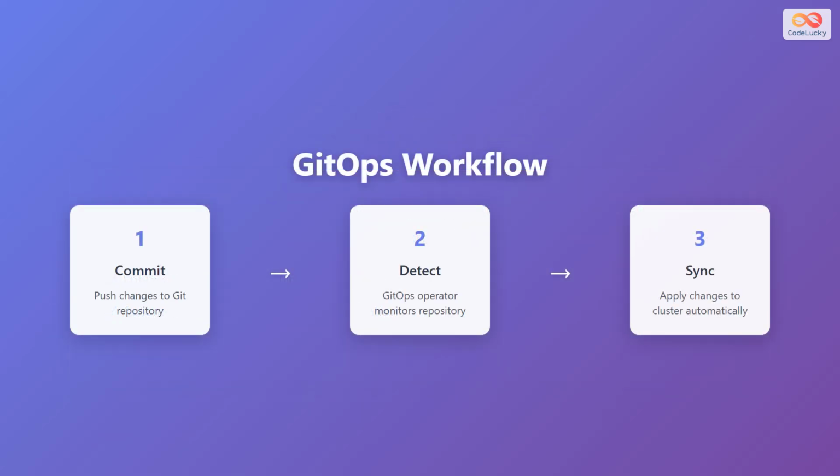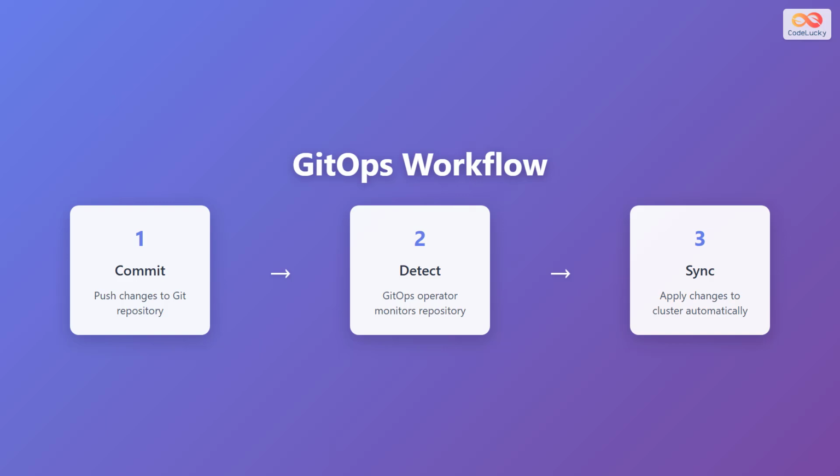The GitOps workflow follows a simple three-step process that automates your deployment pipeline. Step 1 is commit. Developers push changes to the Git repository, whether it's application code, Kubernetes manifests, or infrastructure configurations. Everything goes through Git's standard pull request and review process, ensuring changes are tracked and approved.